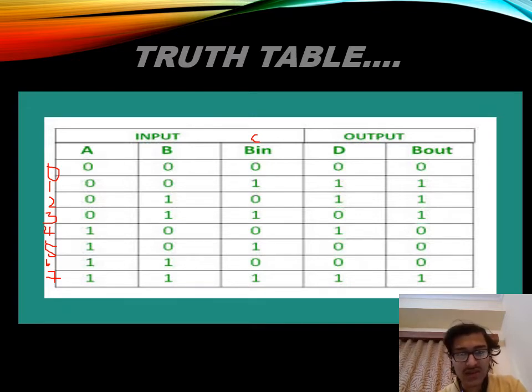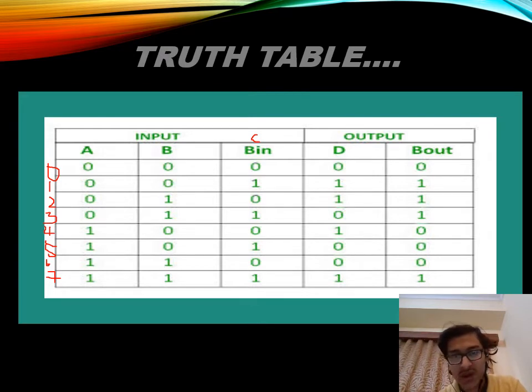First, 0 0 0. So we will get difference 0 and borrow also equal to 0. Then we will take 1, which is A equal to 0, B equal to 0, and C equal to 1. So the difference we get is 1. How? 0 minus 0 is 0, and 0 minus 1 we have to take a borrow.